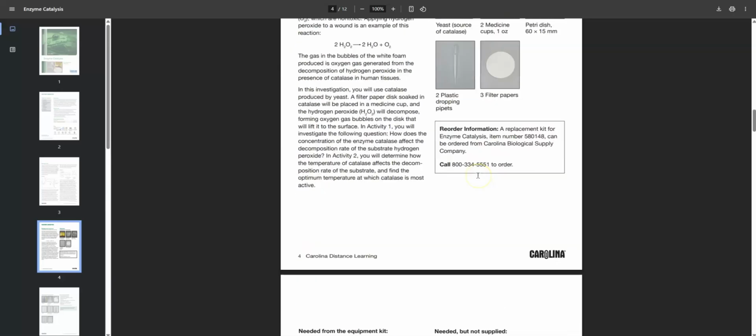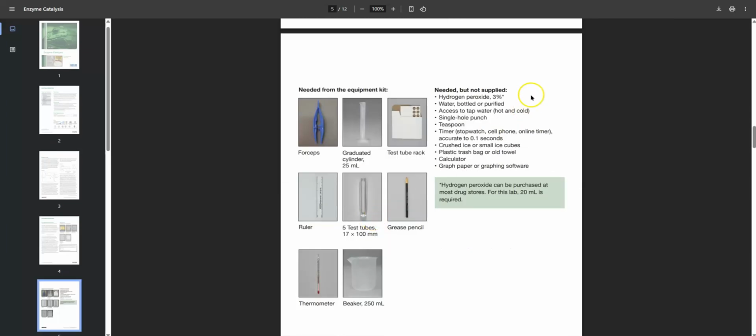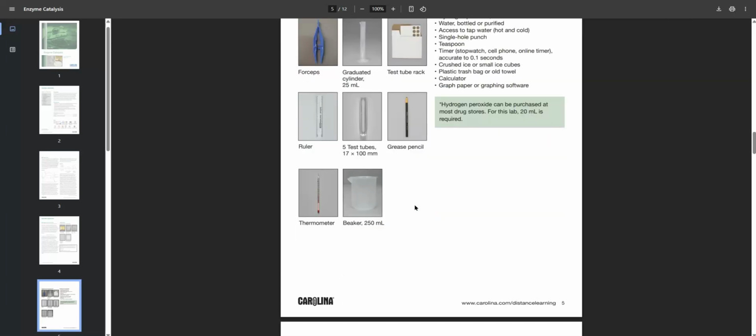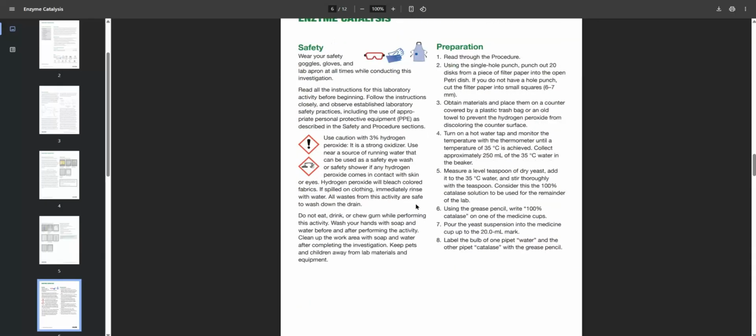Here's the materials you're going to need, which should all be in the kit. However, you are going to need hydrogen peroxide that's at 3%, as well as bottled water, and then some ice. So make sure you have those materials on hand. This is why I always recommend that you guys start these labs as quickly as you can, just because of the fact that you do have to go out and purchase items. So you don't want to wait till the last minute and find that you don't have the material that you need. All right, so here's your prep. Make sure you're reading through that really well and following it.